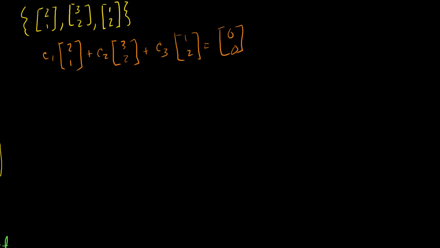So let's just do our linear algebra. So this means that 2 times c1 plus 3 times c2 plus c3 is equal to that 0 up there. And then if we do the bottom rows, remember when you multiply a scalar times a vector, you multiply it by each of these terms. So c1 times 1, so 1c1 plus 2c2 plus 2c3 is equal to 0.